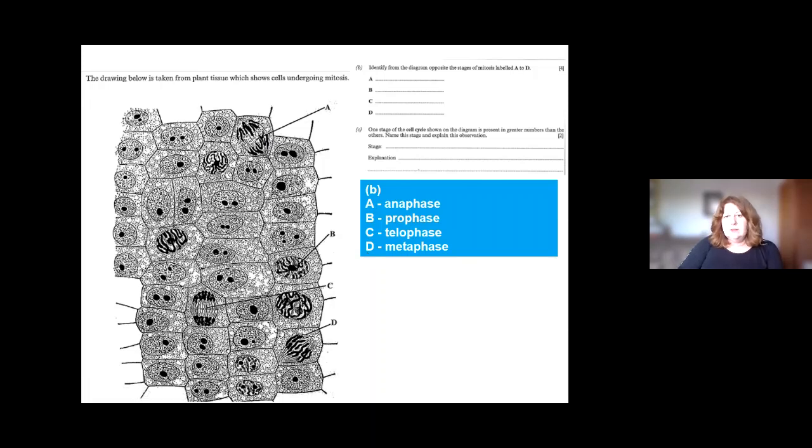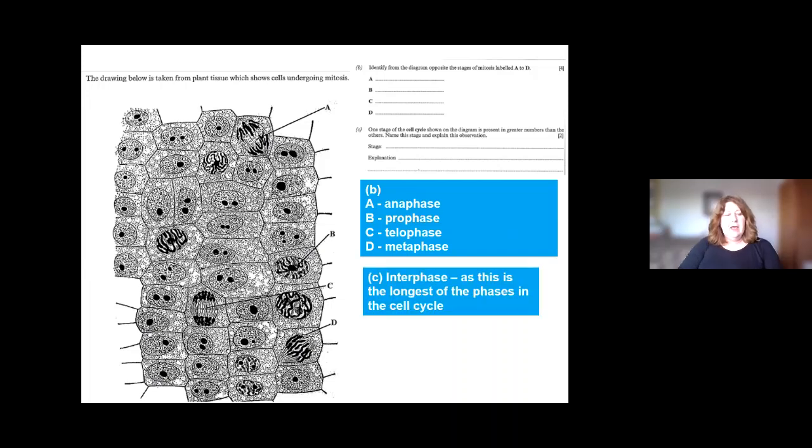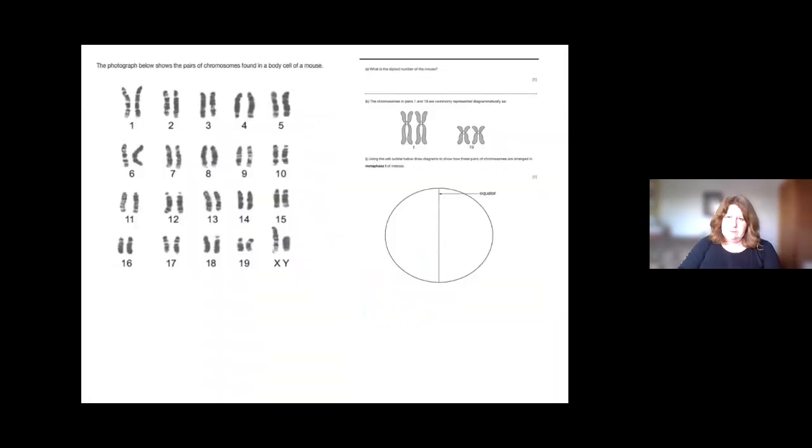And the cell cycle, which stage can you see in greater numbers? Again, a very common question. Interphase, it's the longest phase. And I just wanted to share this one, which is we've got 20 pairs there, and it says, what's the diploid number of this mouse in this question? 40. Remember, don't say 20 pairs, it's asking you for the diploid number, which is 40.